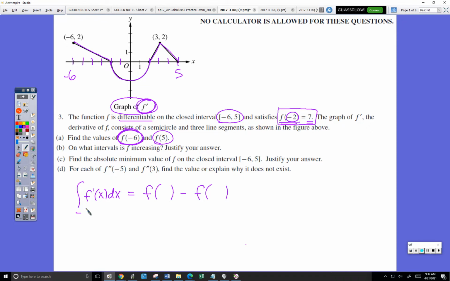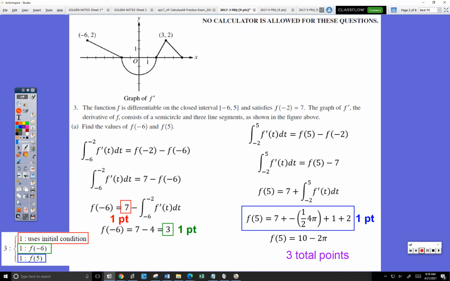So I'm going to integrate from negative 6 to negative 2 because I don't want to integrate backwards, which means the negative 2 belongs here and the negative 6 belongs here. That's the fundamental theorem. Rearranging to solve for f of negative 6, I'm going to end up with this integral here. The integral from negative 6, well, that's where I started. I guess I was showing more than I realized. So that's where I start. I plug in this value, that's my 7, and then I rearrange. So that gives me this equation.